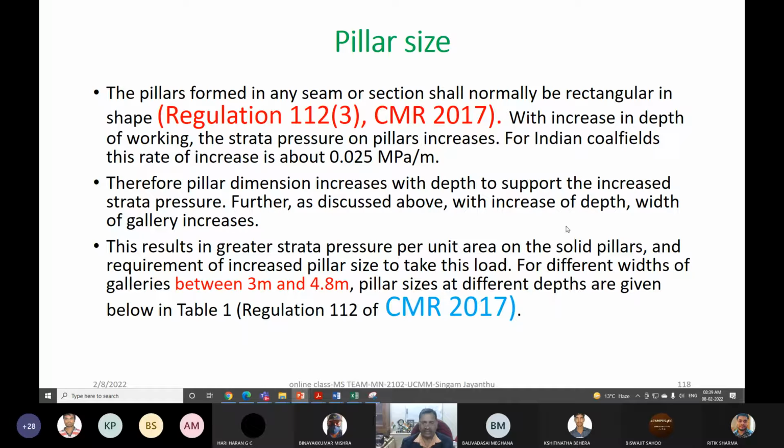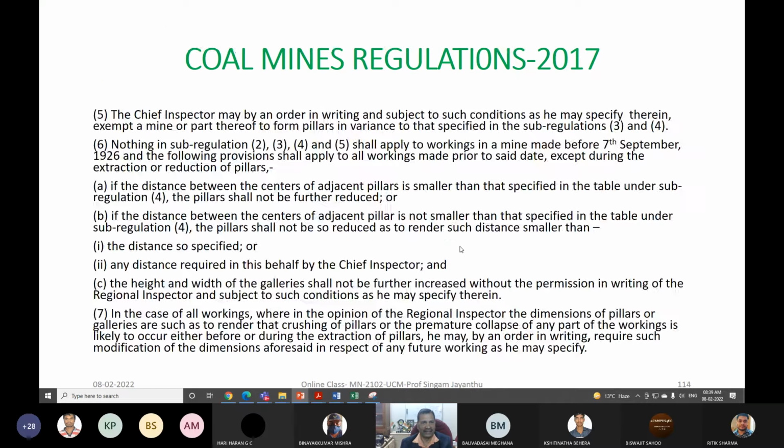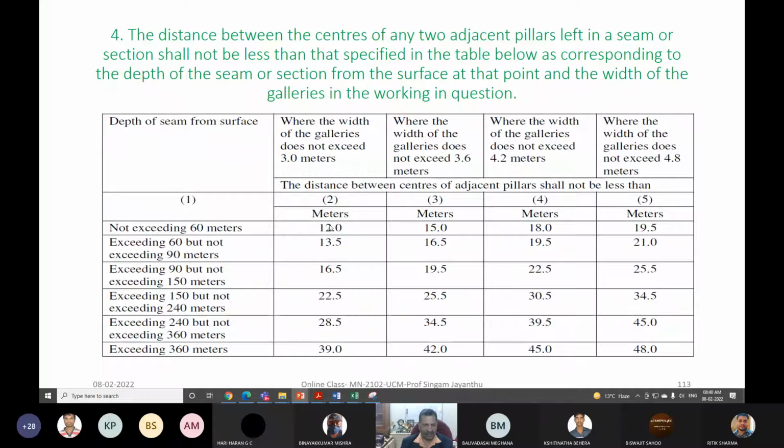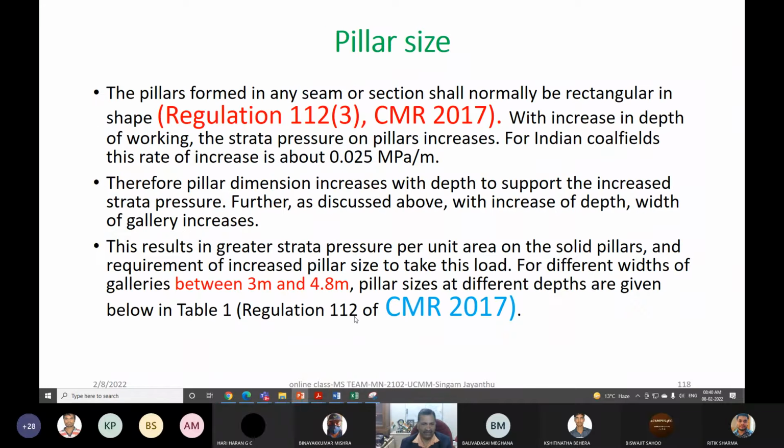Further, already I have shown you that with increase of depth, width of the gallery increases, right? This results in greater strata pressure per unit area on the solid pillar and requirement of increased pillar size to take this load. That is the reason when you are going into more depth. Here, the pillar size is 12 meter at 60 meter depth. At 90 meter around 13.5 meters, at 150 meter around 16 meters, at 240 meters depth cover 22.5, and in that way more than 360 at 39 meter. This is increasing. At the same time, the pillar size also should be more when the width of the gallery is more. When it is a 3 meter width, that is a 12 meter pillar size, then 3.6 meter, then 15 meter. This is the way how this is done, and the same thing as a gist was kept. Don't worry for this numbering and all.